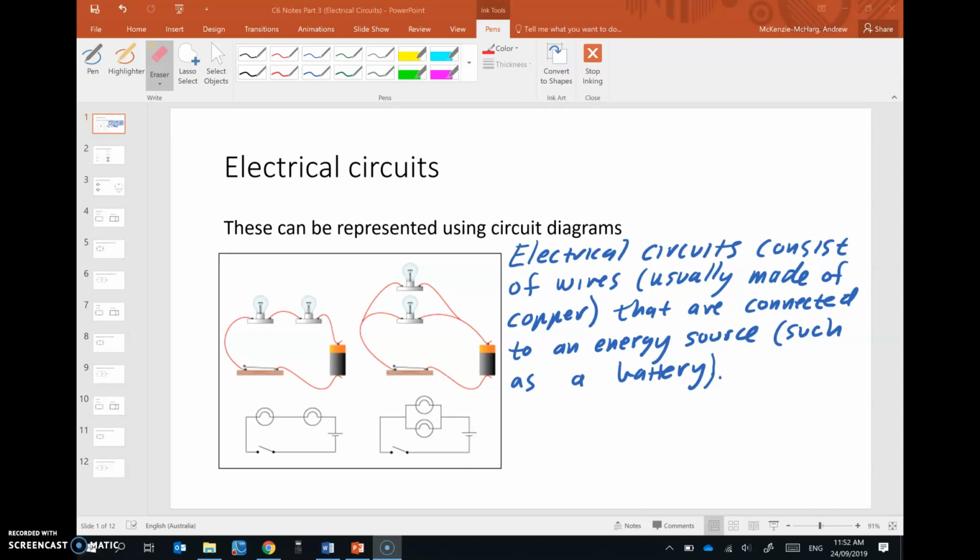There's a few notes that I've just written here that you might want to write down, so if you want to pause the video and write those down, go ahead. I'll just start to explain what we're going to be looking at in this unit.